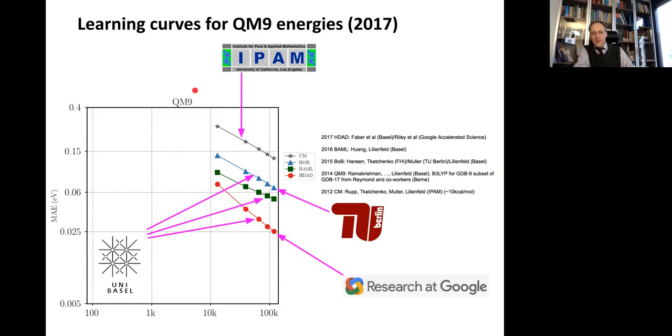So we worked with many others to further these machine learning curves and these representations. And what you see now here is the error on the atomization energy with the Coulomb matrix, BOB, BAML, and HDAD. Okay, these are the learning curves over time, right? How they came down only by improving the representation.